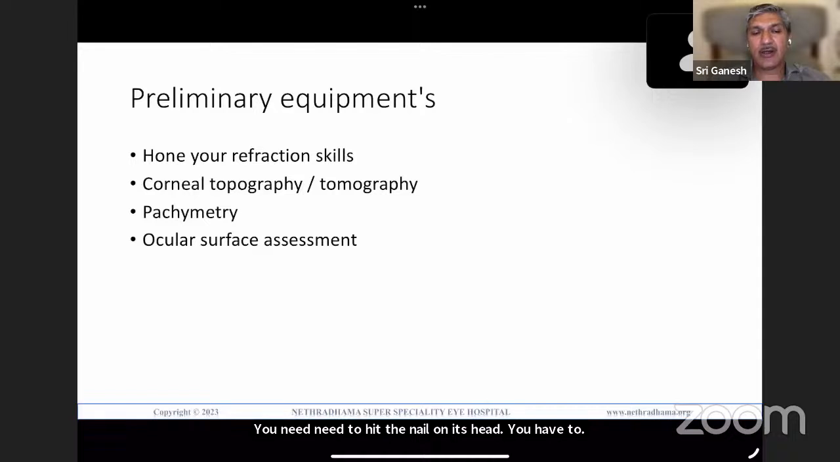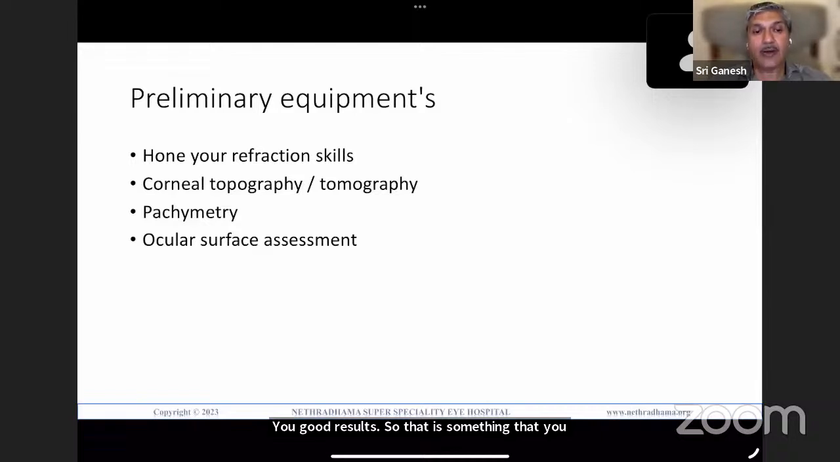For this, your refraction has to be very good. You should know how to refract and standardize your refraction protocols, so that you can give good results. So that is something that you should start off with.